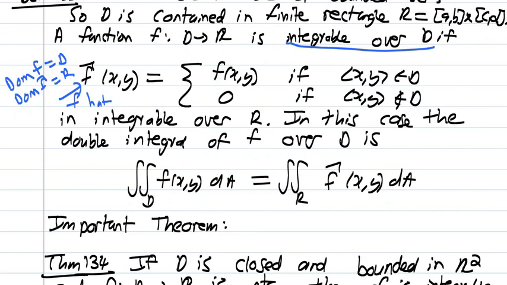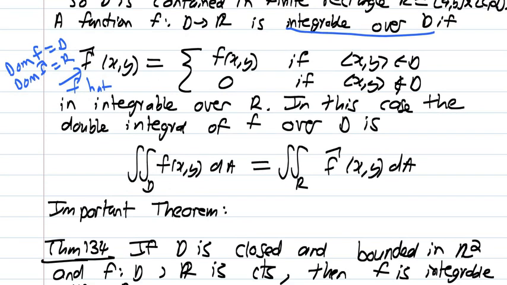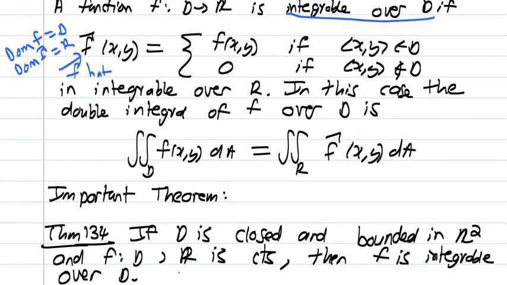Now, time for an important theorem. Are there lots of integrable functions? And how can we find them? Well, theorem 134 is a great result because it tells us it's easy to construct functions that are integrable over regions. So the theorem goes as follows. If D is a closed and bounded set in R2, and f is a map from D to R, and it is continuous, then f is integrable over D.